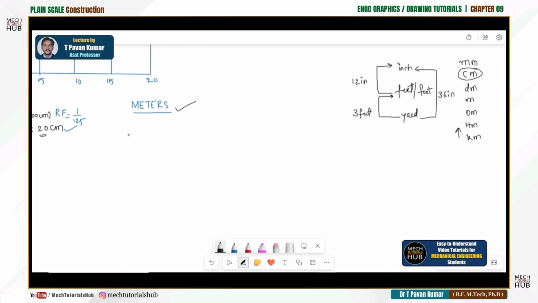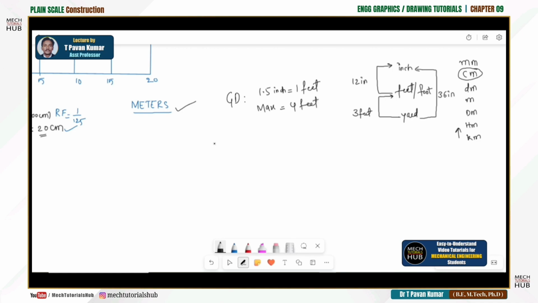Let us take one simple problem in plane scale only, and let me solve it. Let me directly take the given data. I'll consider the given data as 1.5 inch is equal to 1 feet, which is the RF given, and the maximum distance to be measured is 4 feet.